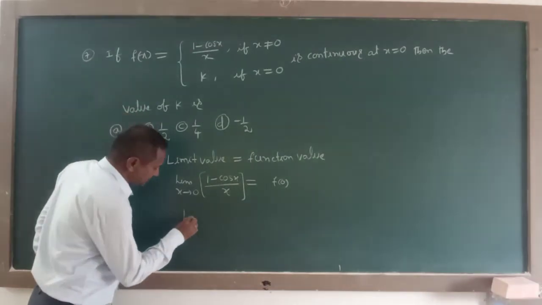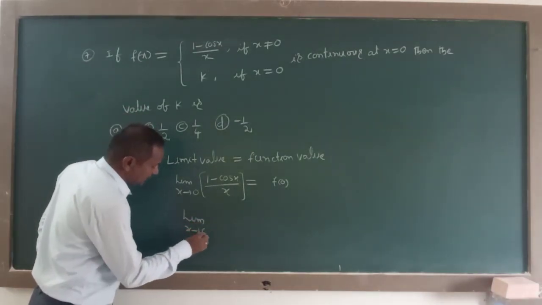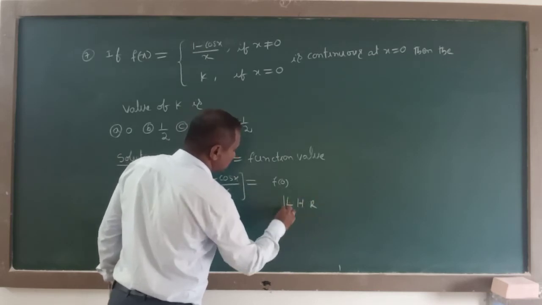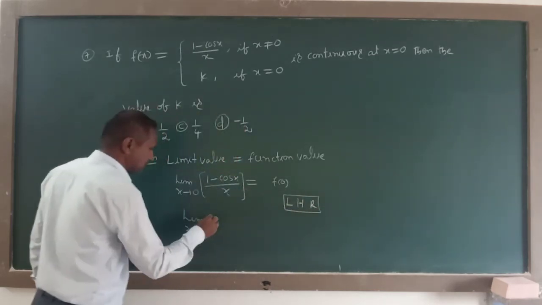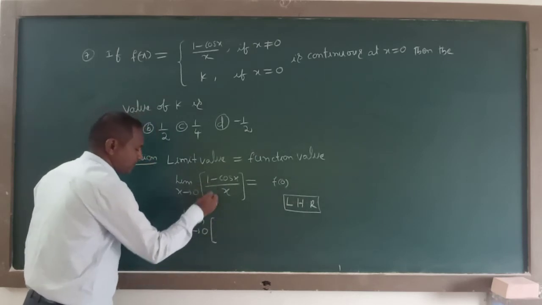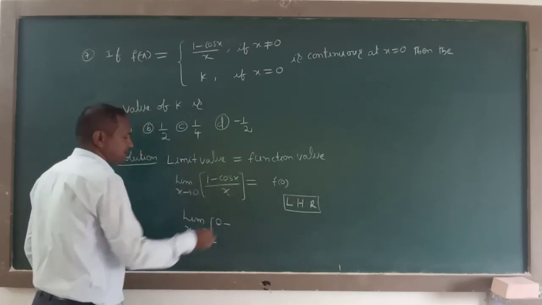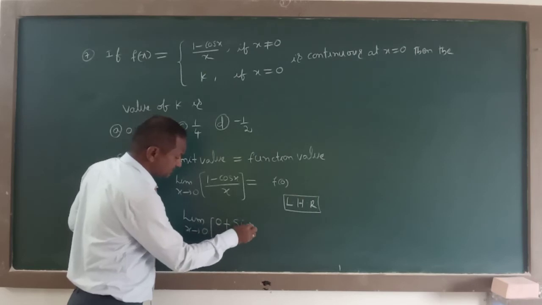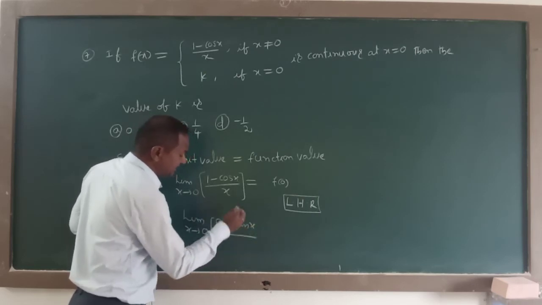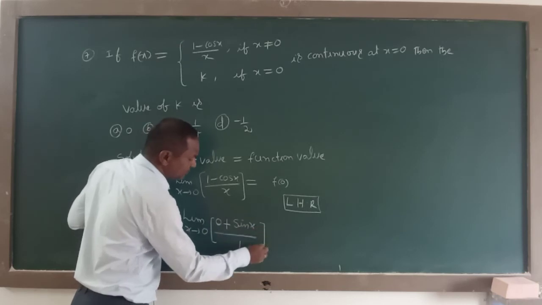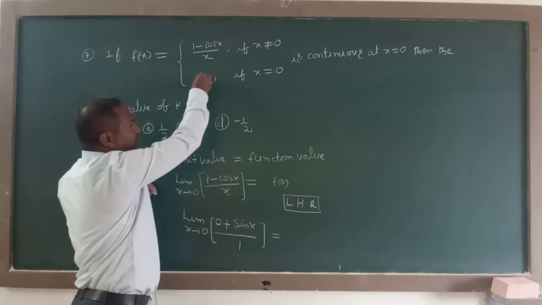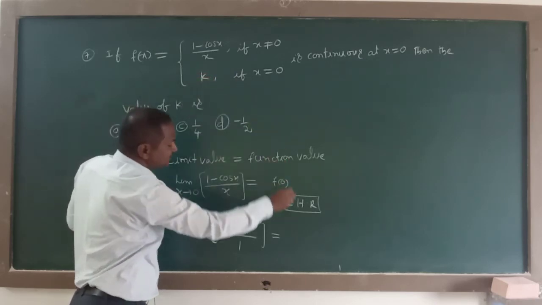That is, limit as x tends to 0. Here I applied LHR, L'Hospital rule. That is, d by dx of 1 is 0, minus d by dx of cos x is minus sin x. Minus of minus is plus, so sin x, whole divided by d by dx of x, which is 1, is equal to f of 0. Corresponding to the equal symbol, they gave some constant, which we must consider as k here.